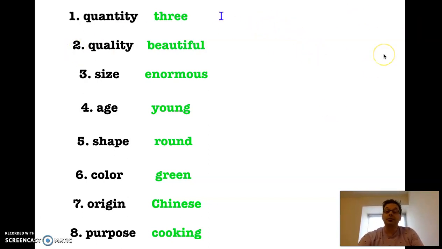For quantity, I have 3 tall brothers. Here's the noun, brothers. It's a plural noun, so we can't use an article, remember? And we have 3. But then we have another adjective, tall. Tall tells us the size. So the quantity comes before the size.